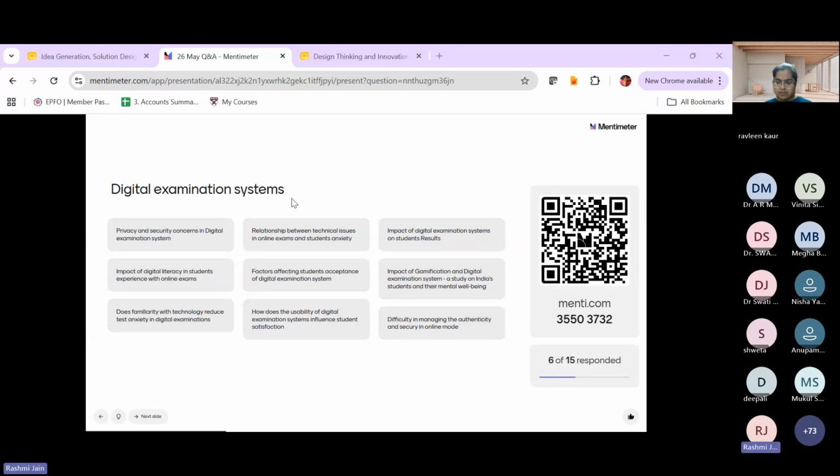Preserving students' privacy is very important, in any digital format we are working with. So we need to maintain the security of all the stakeholders. So how do we maintain the authenticity and security in the online mode?